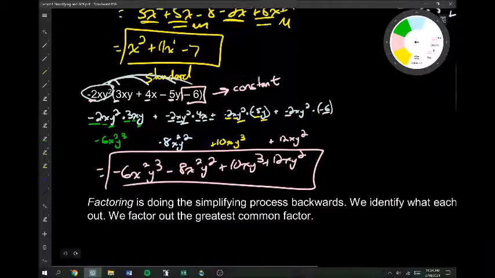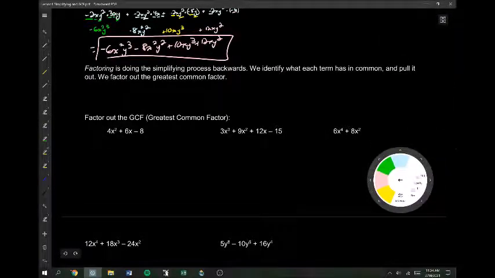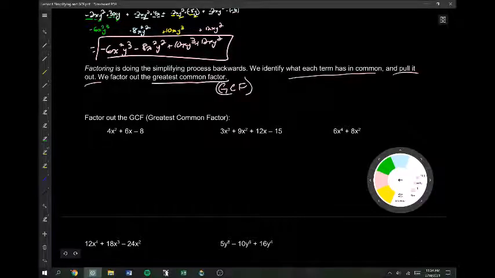Okay, factoring is where we take the simplifying process and do it backwards. You identify what each term has in common, and then you pull it out. It's called factoring out the greatest common factor, which we usually abbreviate as GCF. So I'm going to look at each of these expressions and identify the biggest thing that every single term has in common.